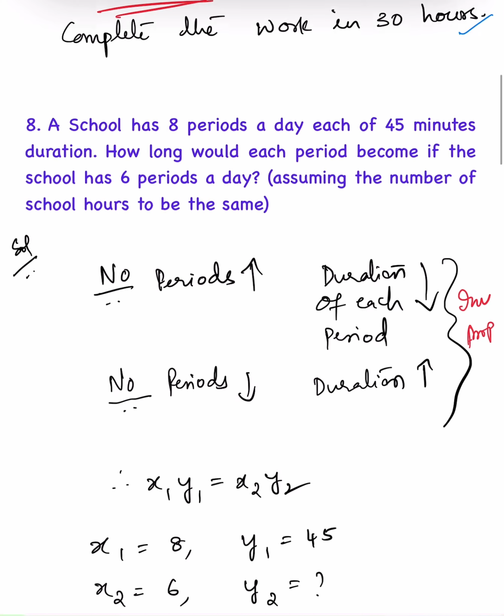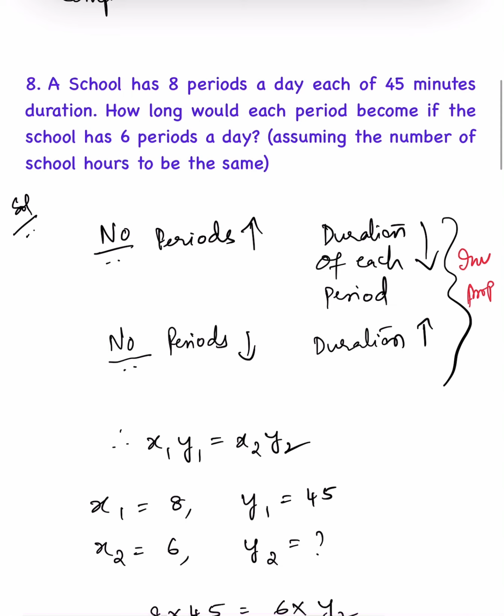A school has 8 periods a day, each of 45 minutes duration. How long would each period become if the school has 6 periods a day, assuming the number of school hours to be the same? If the number of periods increases, the duration of each period will decrease. It has to decrease because school hours are constant. So these two are in inverse proportion.